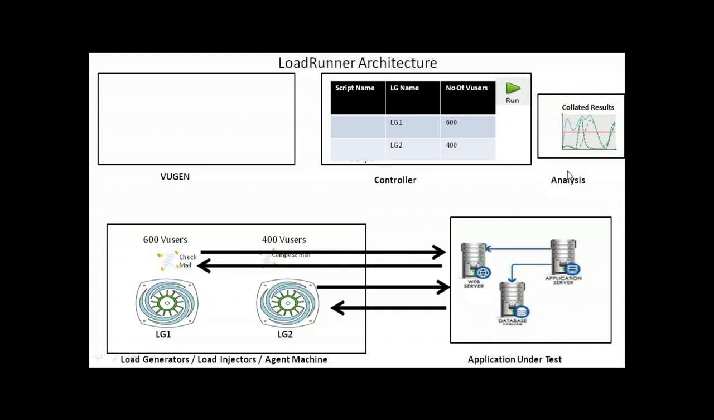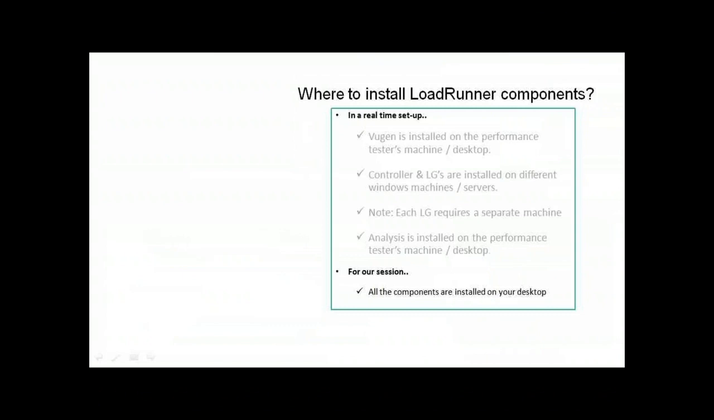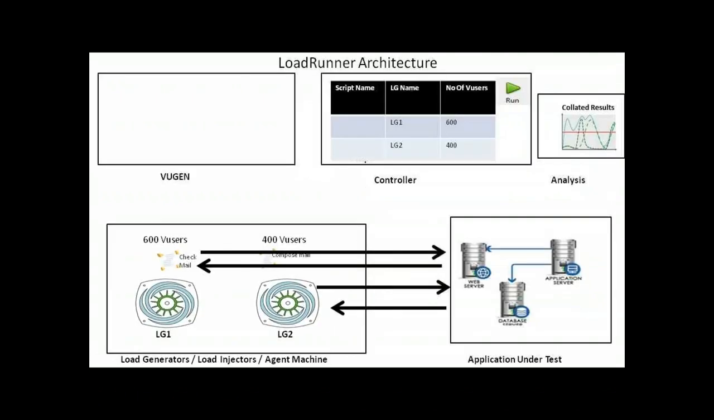Where are the scripts getting executed, guys? Okay, LGs. This is a very, very important answer. The scripts are getting executed on the LGs. Once you hit the run button, the scripts will be downloaded onto these LG machines, and these LG machines will give those 600 and 400 users, and the scripts are executed on the LGs. It is a very subtle question, but it gives them a clear understanding of whether you know LoadRunner inside out or not.